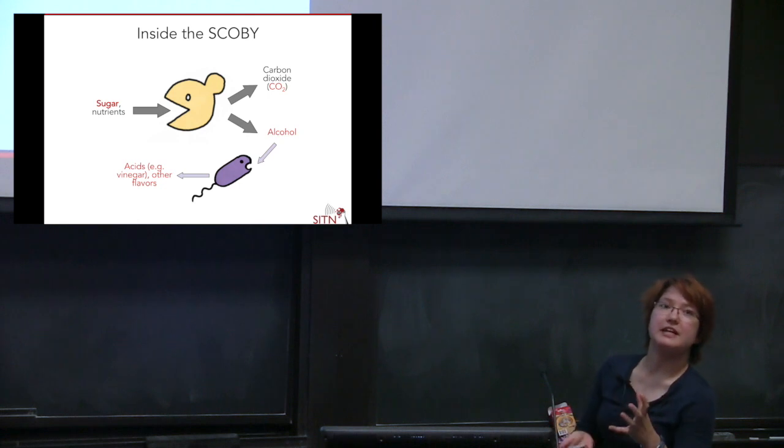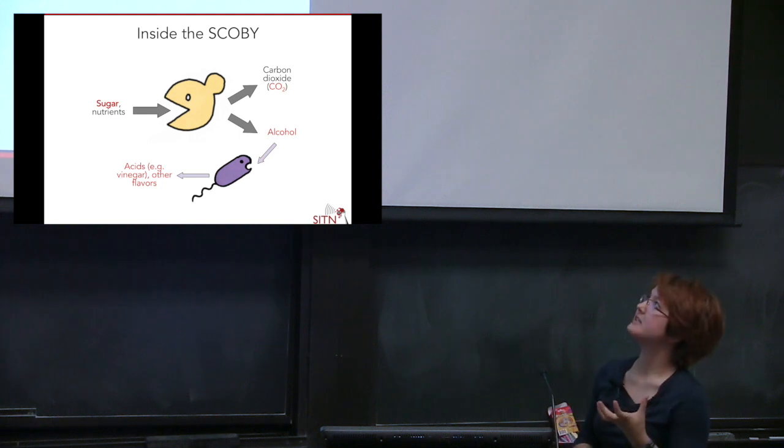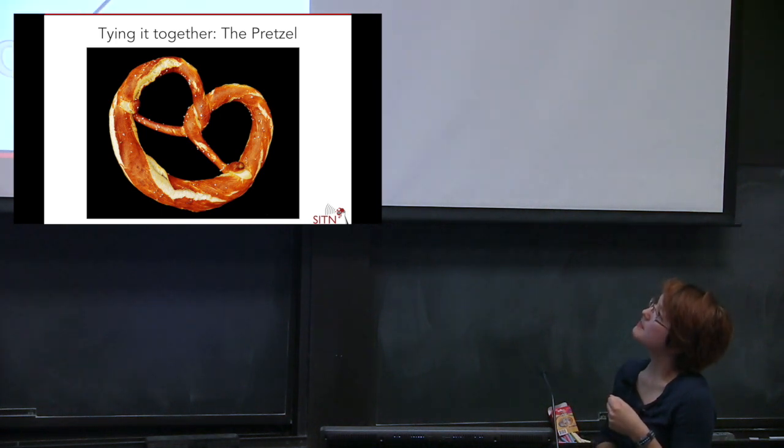So we've covered a variety of different foods, and so to sum all this together, not only the biology of it, but also the chemistry of it, there is the quintessential biological and chemical symbiotic good, which is the pretzel. And so how is this made? I'm going to walk you through the process.